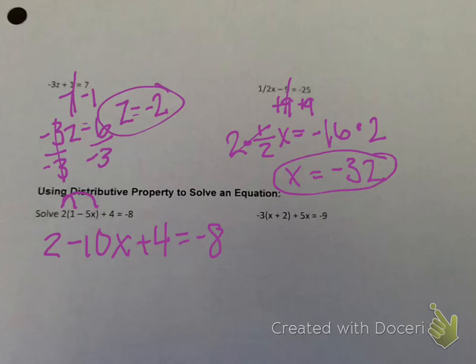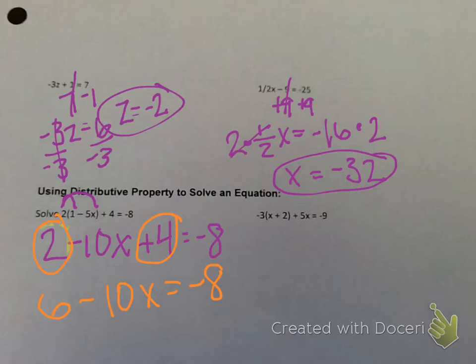Now I can combine like terms. So I have a 2 and I have a positive 4. Oh, my highlighter really hides my numbers. Oh, and my eraser erases it. Alright, so I have a 2 and I have a positive 4. And I can combine those, and that gives me 6 minus 10x equals -8.